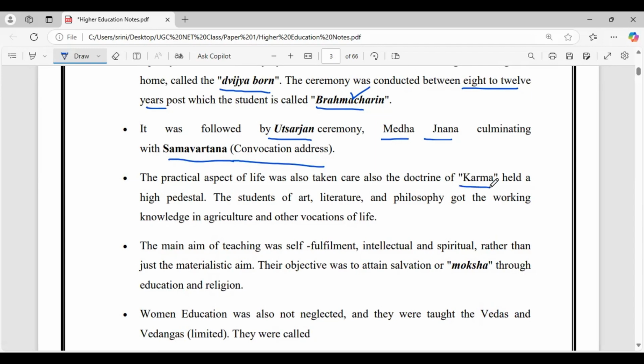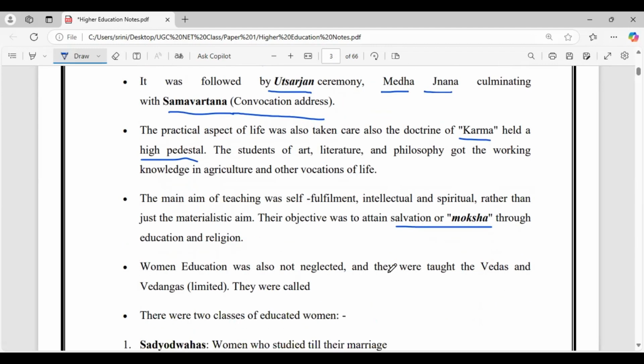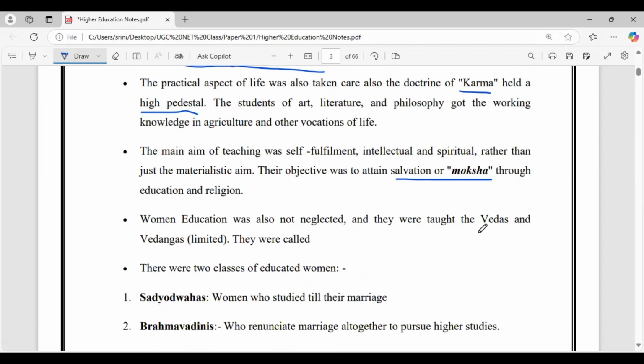the doctrine of karma, held at a higher pedestal. The students of art, literature, and philosophy got a working knowledge in agriculture and other vocations of life. The main aim of teaching was self-fulfillment, intellectual and spiritual, rather than just a materialistic aim. Their objective was to attain salvation or moksha through education or religion. Women's education was also not neglected, and they were taught Vedas and Vedangas in a limited manner.